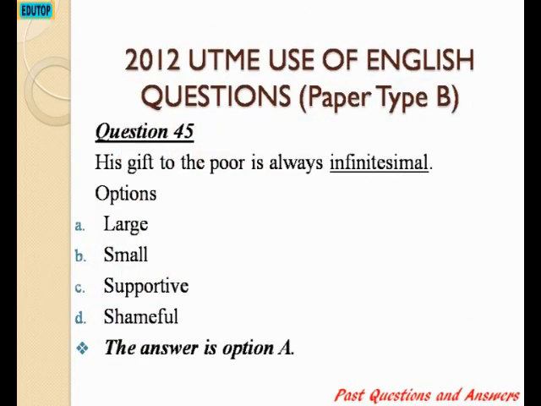Question 45. His gift to the poor is always infinitesimal. Infinitesimal means extremely small. So this means that the person gives out very small gifts to the poor. And the opposite of this is what we want to look for among the options. Option A, large, B, small, C, supportive, and D, shameful. When something is small, the opposite is big. And since there is no big, we have large. Large is directly the opposite of infinitesimal in the context. So we have option A.